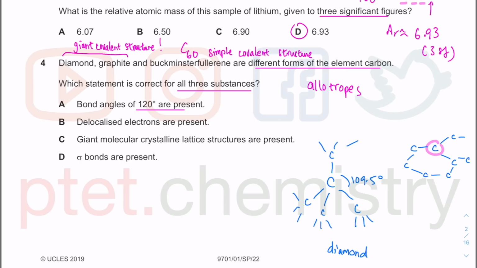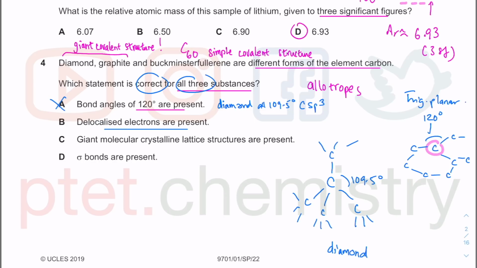So naturally you will get 3 bond pair and 0 lone pair. There's 120-degree trigonal planar. I haven't shown you the whole plane in this hexagonal structure, the layer structure of graphite, but very clearly the bond angles of 120 degree are present is not true for the tetrahedral diamond. So diamond, all of them are 109.5 degree, carbon sp3 hybridized center. You're looking for correct for all 3, so A is already wrong. Delocalized electrons are present, not for diamond. I mean, diamond does not conduct electricity, right? So, B must be wrong.